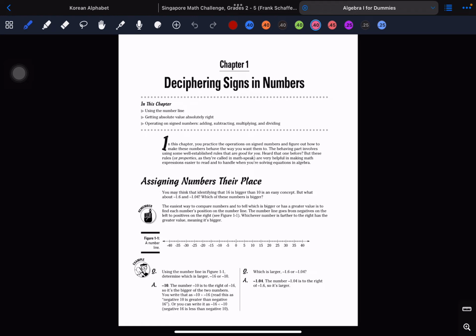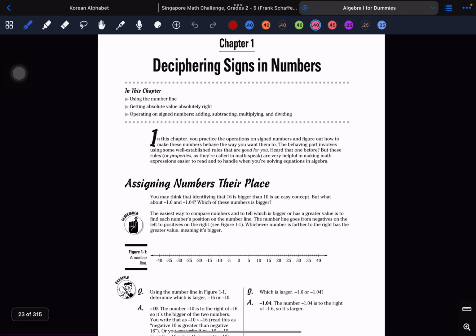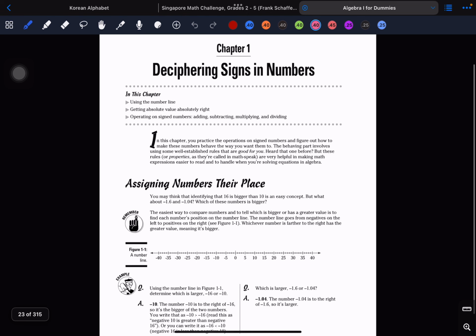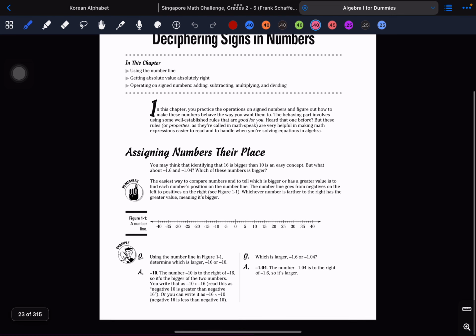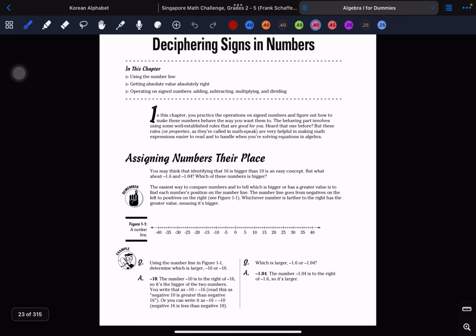So, sa chapter na ito, pag-uusapan natin yung integers. Sa pamamagitan ng paggamit ng number line, paano makuha ang absolute value ng isang numero, at magta-try tayo mag-practice ng operations in integer.